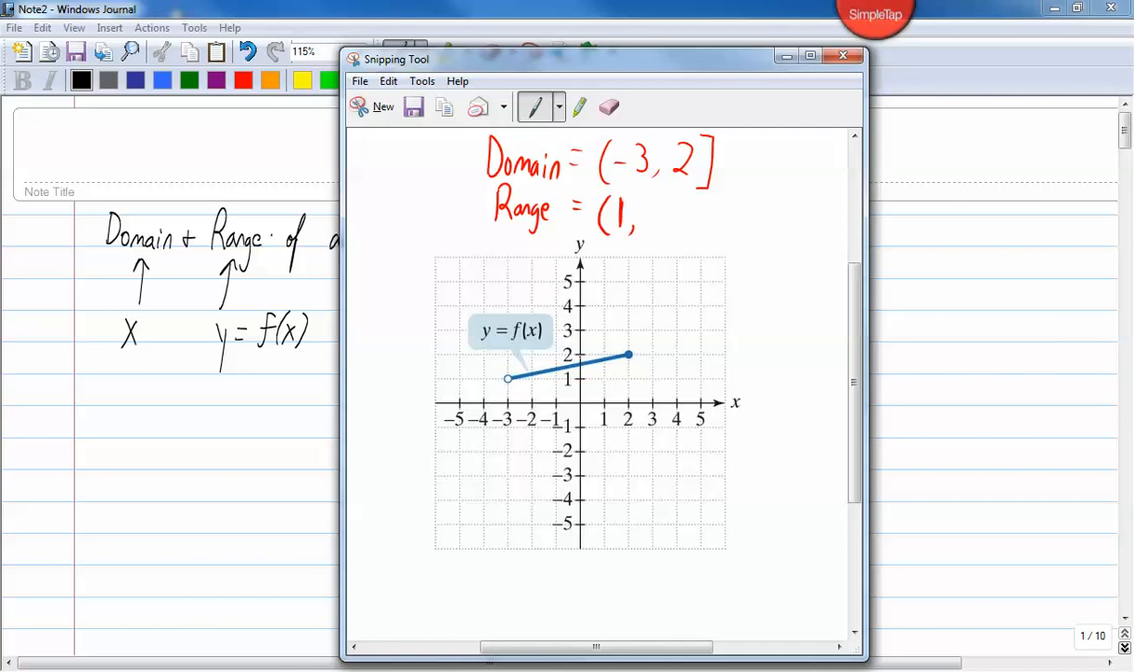Now you can't go up very far until you get to the last place you could touch the graph. And that's at y equals 2. And it is a shaded circle. So you put 2 with a bracket. So 1 with a parentheses, 2 with a bracket. That means don't include 1, but it's everything between 1 and 2, and you include 2.